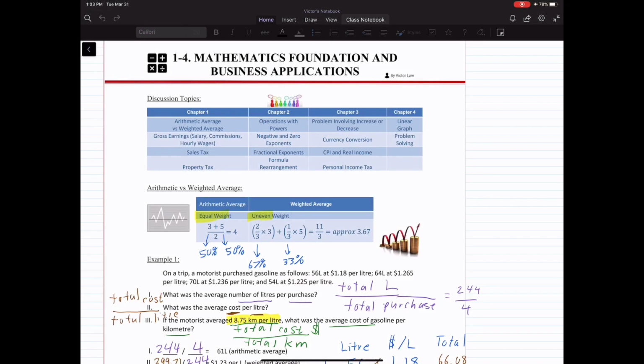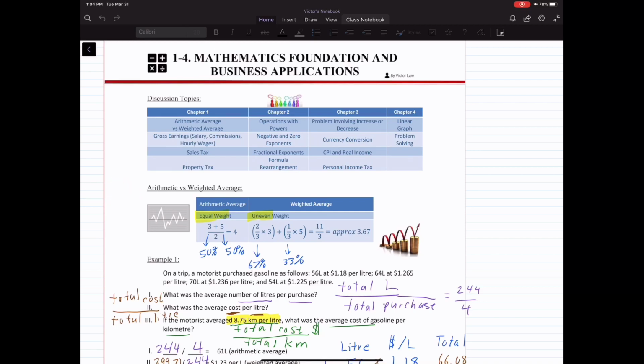Business Math, Chapter 1 to 4. So when we look at the discussion topic for Chapter 1 to 4, there are many topics. And we're just going to go for a couple of topics within each of these chapters. And the first topic that we're going to cover is arithmetic versus weighted average.